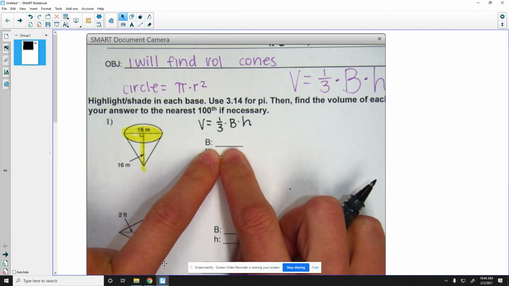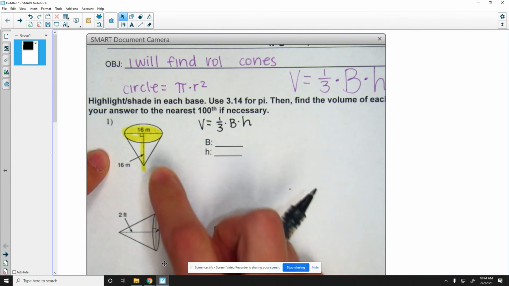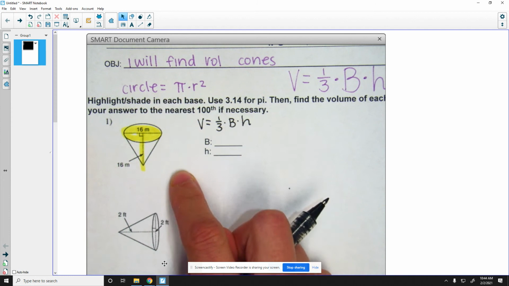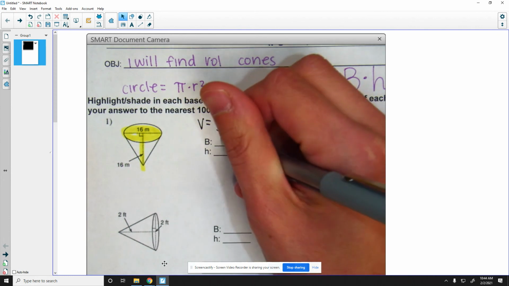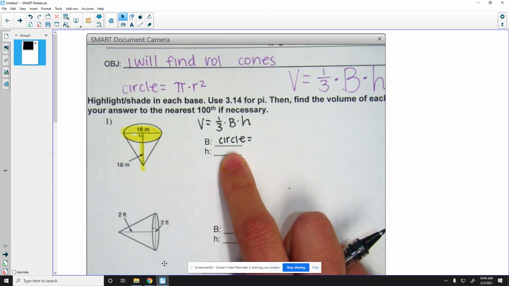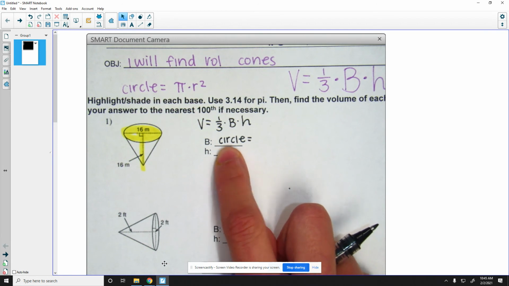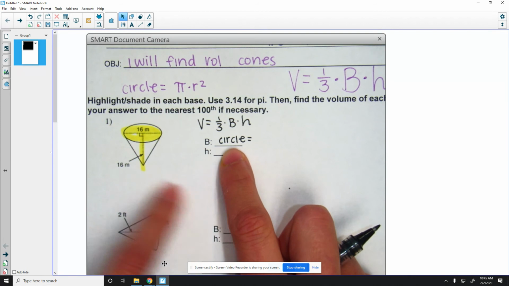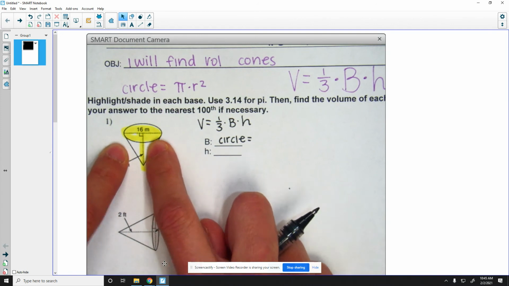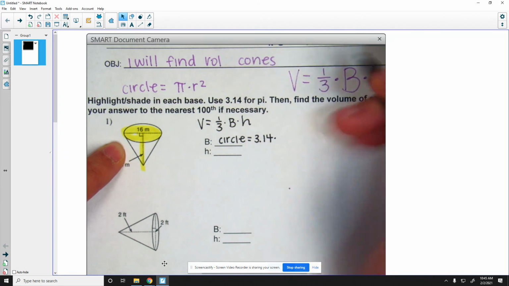So capital B, look at your shape, what is your base? What shape is that? Circle. That's why I'm always writing circle here. And I'll show you after the notes today why I'm writing circle all the time. But like next week, you might be writing square or triangle or a different shape. So I need you to know what your base is. Your base is a circle, so you're writing the circle formula, which is pi times r squared.